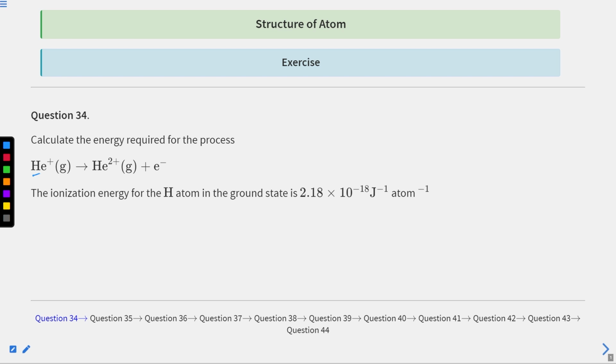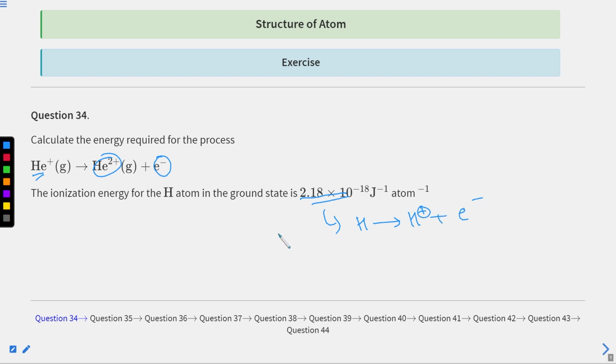So here we have He plus atom, and now one electron is removed from this atom, or you can say ion, to give He2 plus. Now in this, one piece of information is mentioned: the ionization energy of hydrogen atom is considered to be 2.18 into 10 to the power minus 18. So this is the energy required to remove an electron from hydrogen. So this energy is used in this equation.